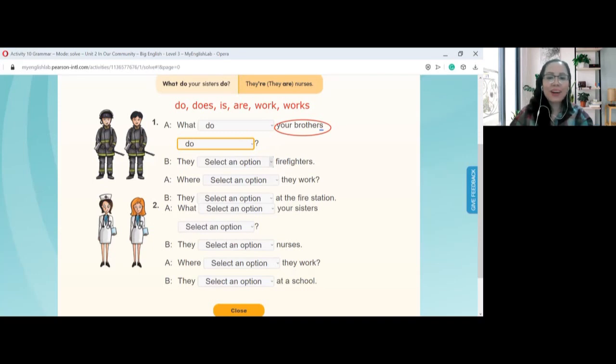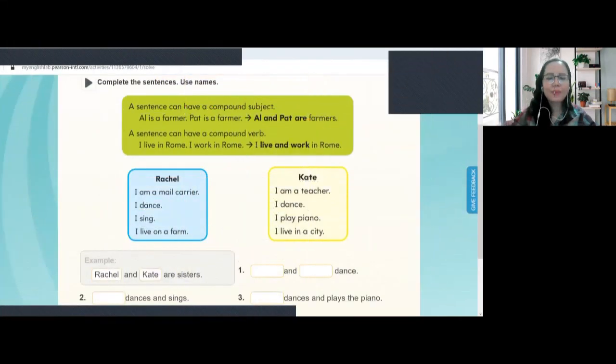it should be is or are. But because the subject used here, they, so I'm going to select an option, are. They are firefighters. Can you do the rest by yourself? Yes, I bet you can do it. Yeah? Now, it's the last workbook that you have to do today. That is workbook page 20. On activity 18, you have to complete the sentences, use names.